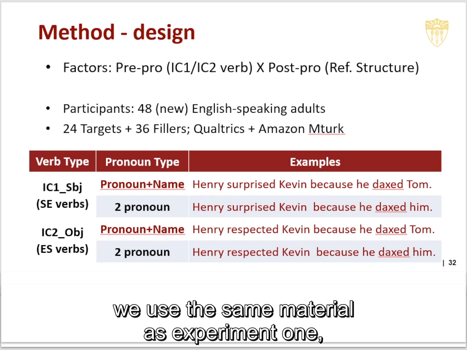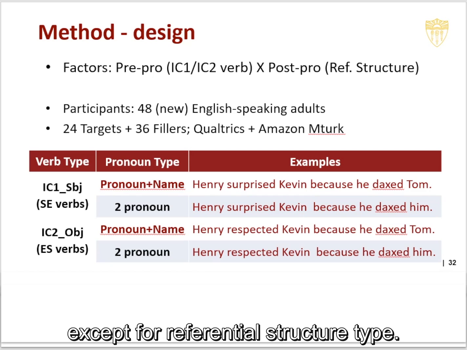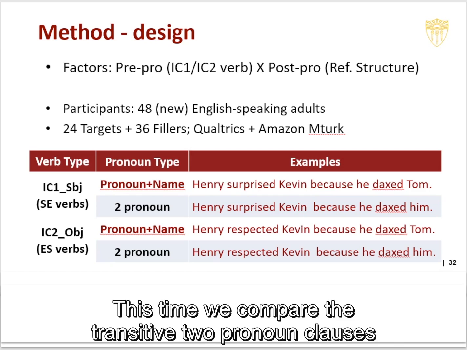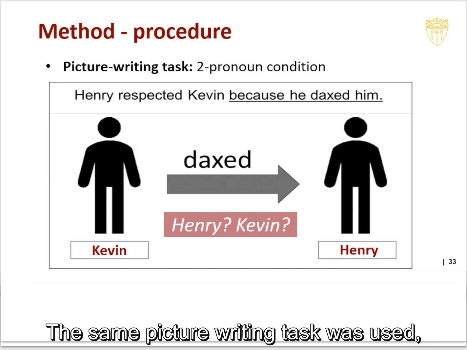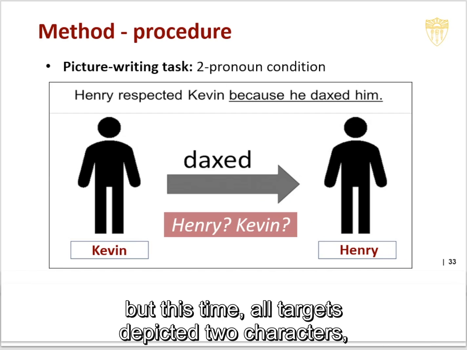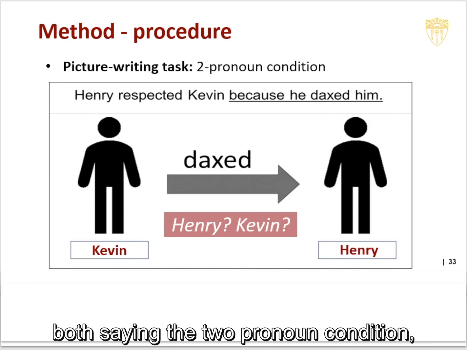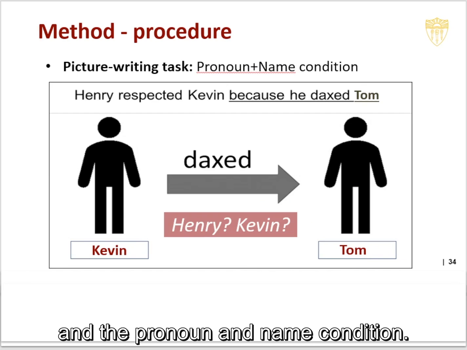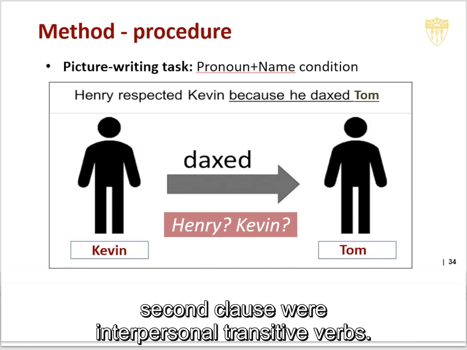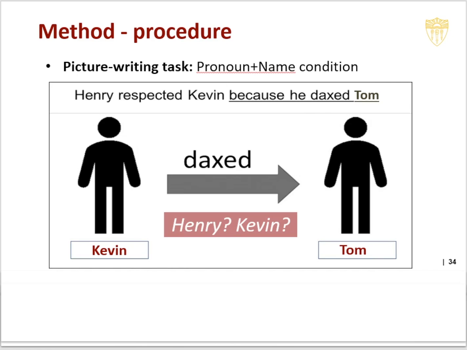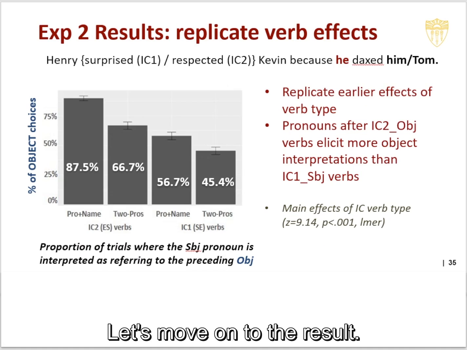In experiment 2, we used the same material as experiment 1 except for referential structure type. This time, we compared the transitive two pronoun clauses to transitive pronoun and name clauses like "he, text, Tom." The same picture-writing task was used, but this time all targets depicted two characters, both in the two pronoun condition and the pronoun and name condition. The picture clearly shows that all verbs in the second clause were interpersonal transitive verbs. Let's move on to the results.